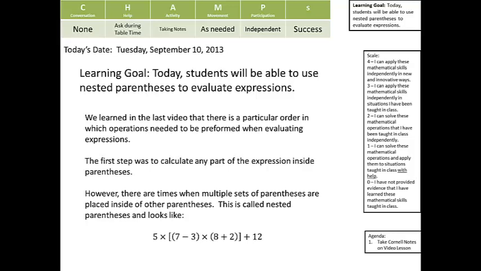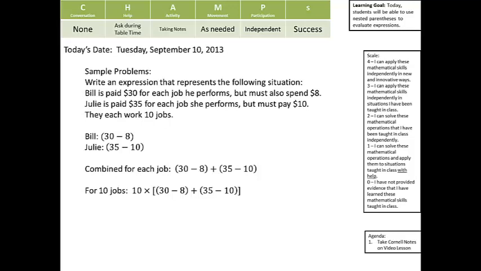So let's look at a sample problem. In our sample problem, we want to write an expression that represents the situation. Bill is paid $30 for each of the jobs that he performs, but for each job that he performs, he has to spend $8 of that $30. Julie's paid $35 for each job that she performs, but she has to spend $10 every time she performs a job. And working together, they each work 10 jobs.